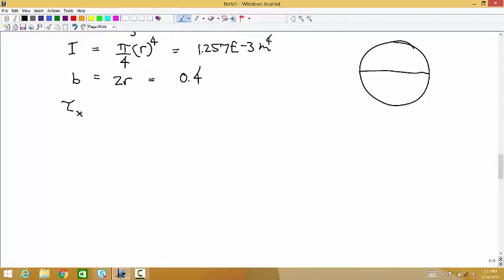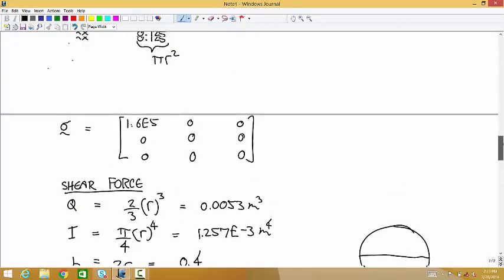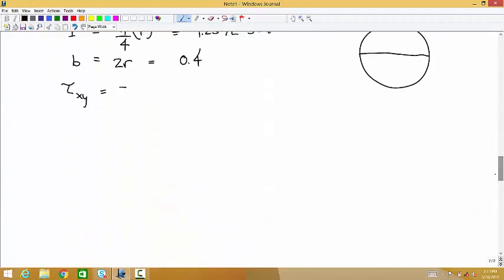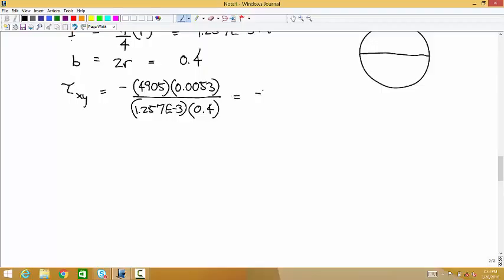And so the XY shear stress is equal to negative shear force. So that's 4905, times Q, divided by I, divided by B, and you get negative 5.2 times 10 to the 4th.